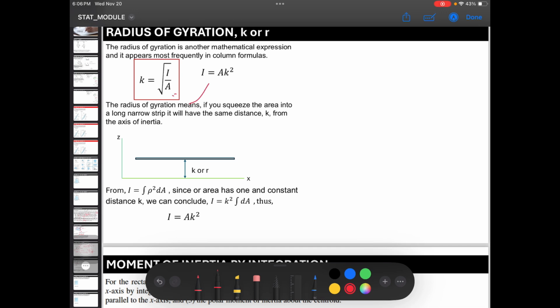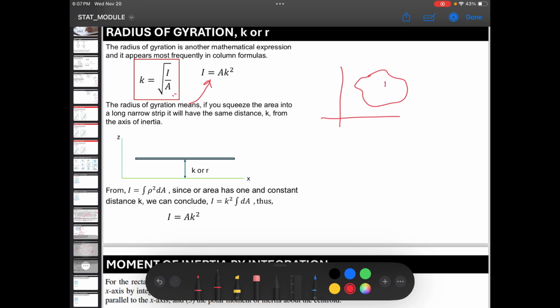And from this equation, you can derive, by manipulating the equation, this equation for moment of inertia. So, ano ang meaning ng radius of gyration? Ang ibig niyang sabihin, kapag in-squeeze mo daw yung area mo, di ba may area tayo ganyan, isang buong area. Kapag in-squeeze out mo daw to into a long narrow strip, magiging isa na lang ang distance ng area from the axis of inertia.